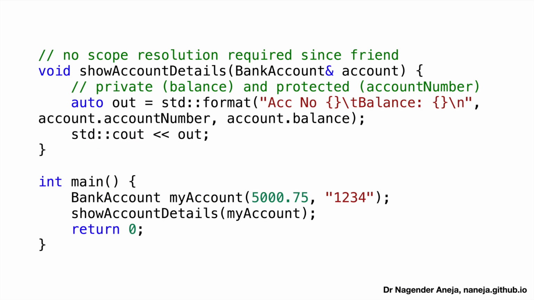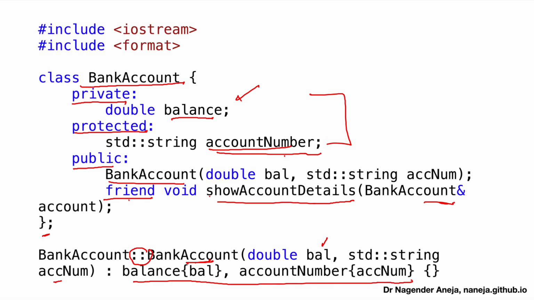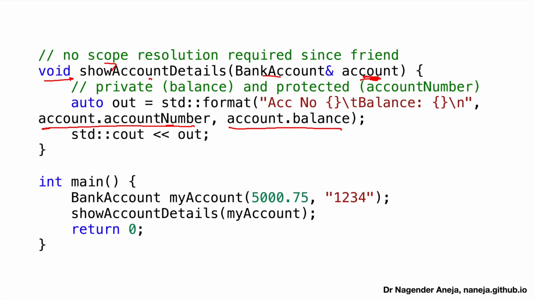And the friend function is an external function, which is not a member function. So no scope resolution operator is required because this is a friend function, this is external, and it is receiving an account object. Since this account object is of type bank account, and this is the friend function, we have already declared it in the class. So this function can access the private members using these objects. We can use it here like this: account dot account number, which is, I think, protected, and account dot balance, which is private. So both variables can be accessed.